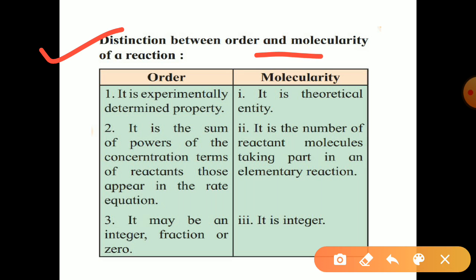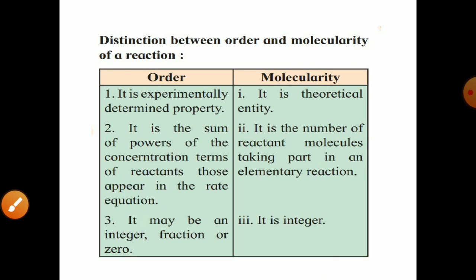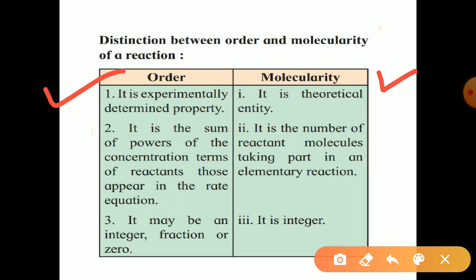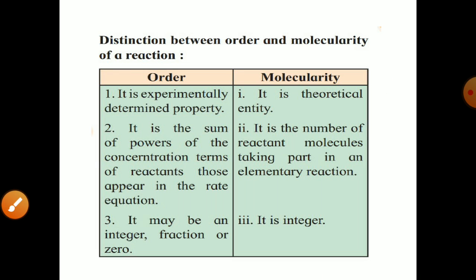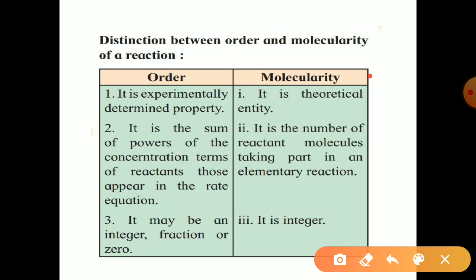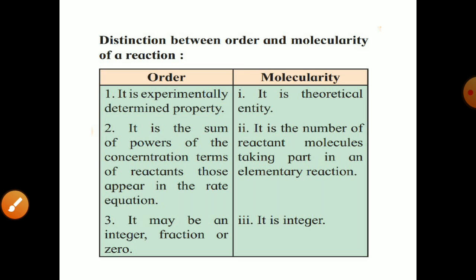See the distinction between order and molecularity of a reaction. Order is an experimentally determined property, and molecularity is a theoretical entity. Just by observing an elementary reaction, by noting the number of reactant molecules, we can decide the molecularity. But just by the chemical equation we cannot tell the order of the reaction. It should be experimentally studied, and only then can we determine the order.